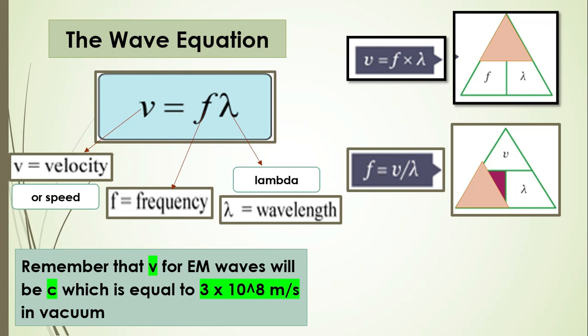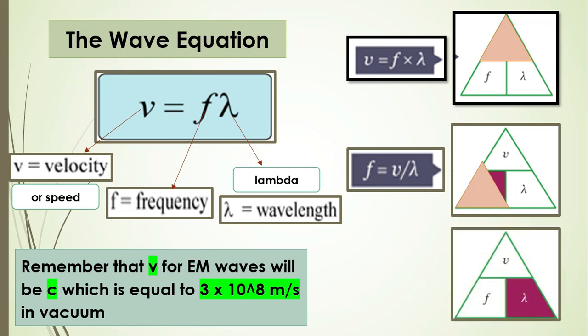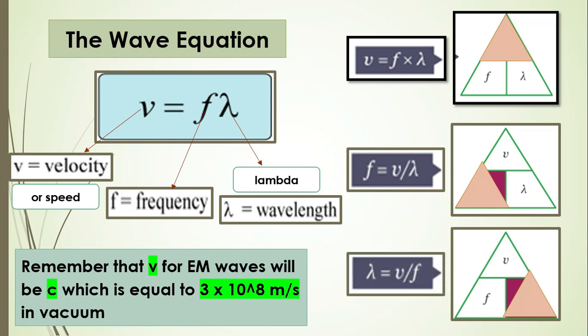The third equation using the triangle method: cover the missing variable. Let's say the missing variable is wavelength. Just cover it and it will give you the formula: V over f. It simply means that you will divide the given value of velocity or speed by the given value of frequency. So the equation is like this: wavelength is equal to V divided by f. Again, these are the 3 equations for the wave equation.